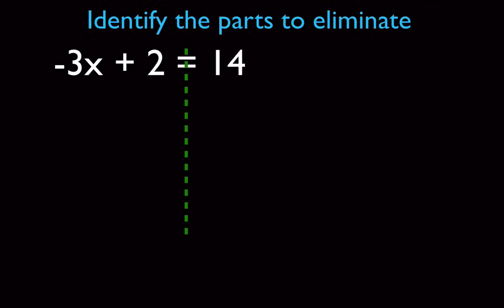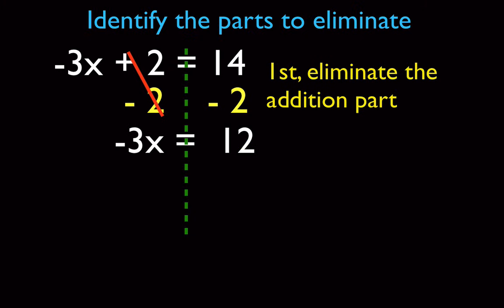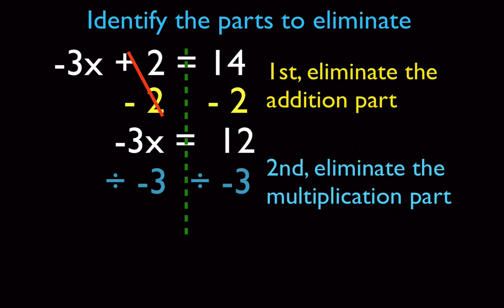So the first thing I need to do is I need to eliminate that addition part, because we're going the opposite operations. So here, I've got my positive 2 and my negative 2, which are going to cancel each other out and make 0. That leaves me with negative 3x on the left side, and 14 minus 2 equals 12. Now we perform the opposite operation of multiplication, which is dividing by negative 3. On the left side, the negative 3 and negative 3 divide out to make a 1. And on the right side, 12 divided by negative 3 equals negative 4.